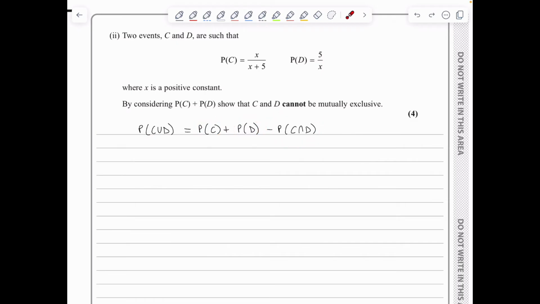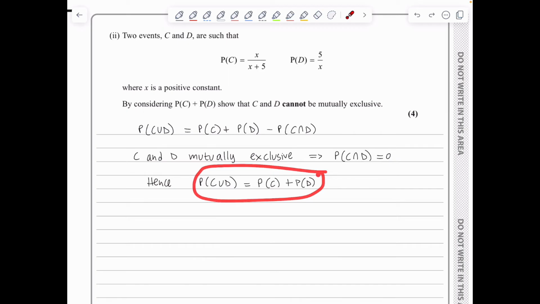Now, when we say that two events are mutually exclusive, this means that their intersection is empty, so there is no chance that both of these events can happen. And therefore, if we are indeed looking at C and D being mutually exclusive, then we should have that the probability of C union D is the probability of C plus the probability of D, because the intersection is 0.